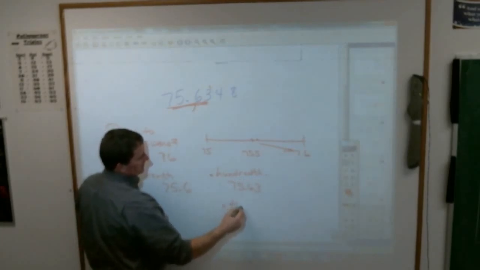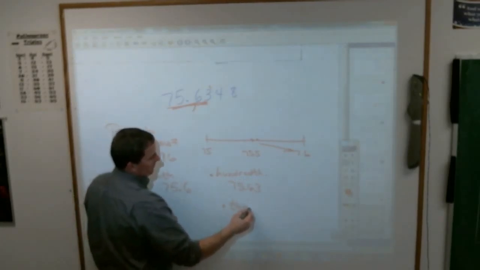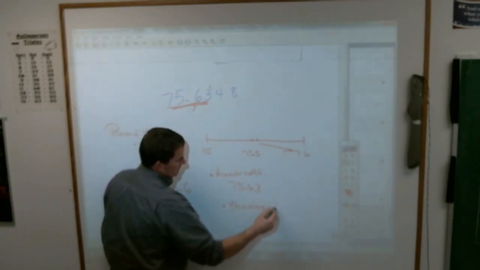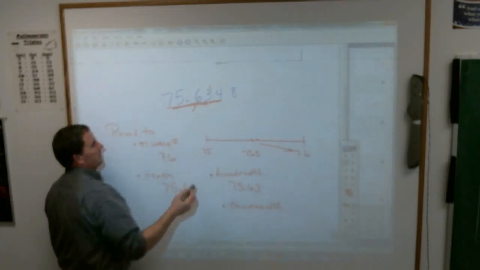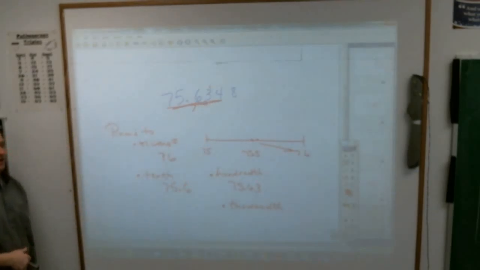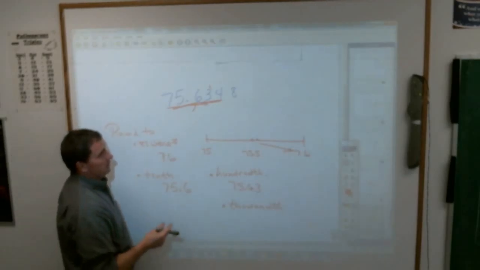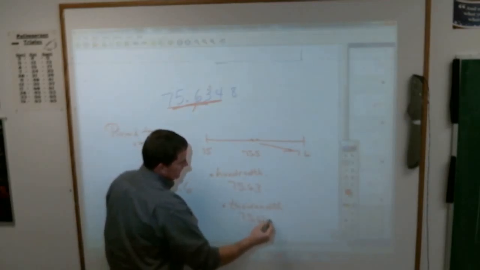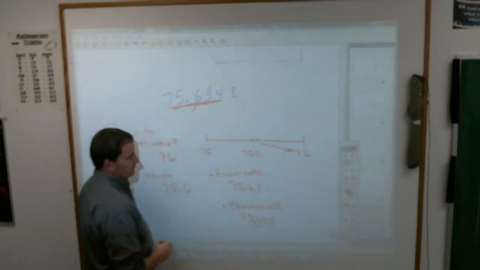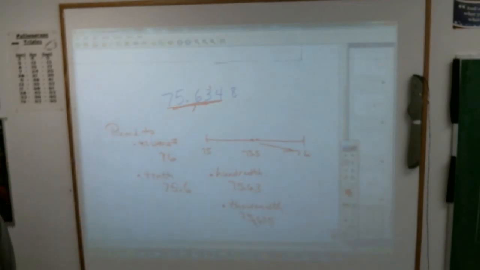And then last but not least, let's do the nearest thousandth. So here's my thousandth place. My choice is either going to be 75.634 or 75.635. And the survey says, Jaden, shoot. 75.635. Correct.